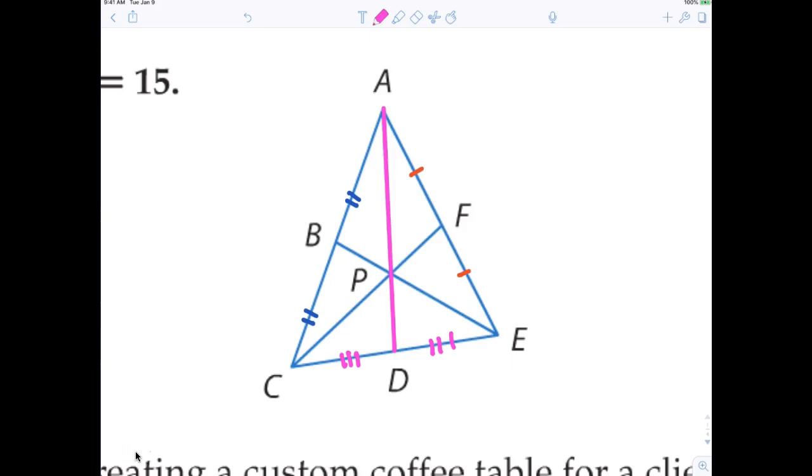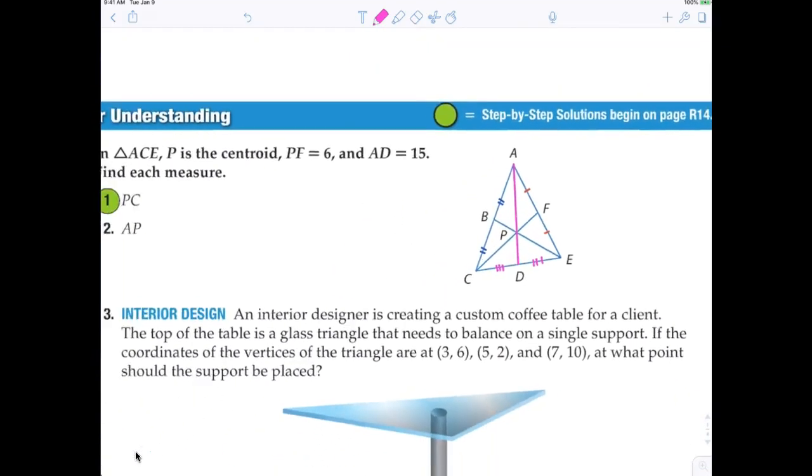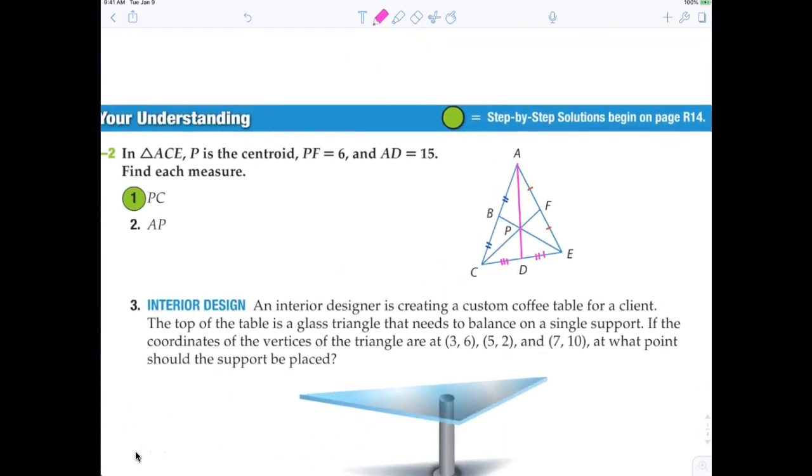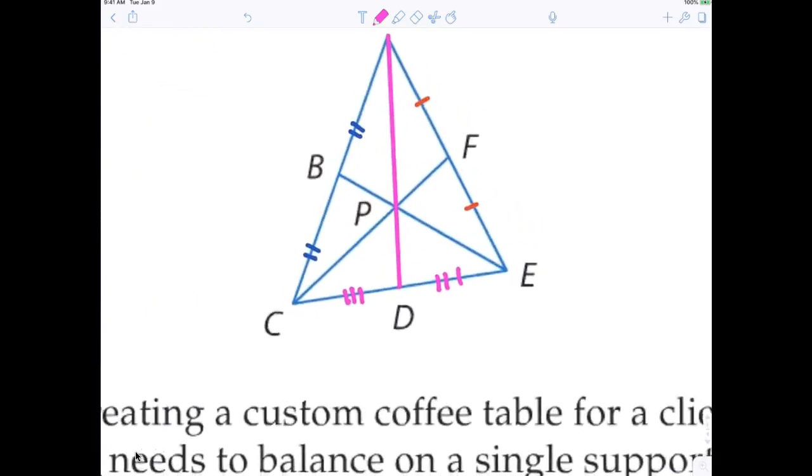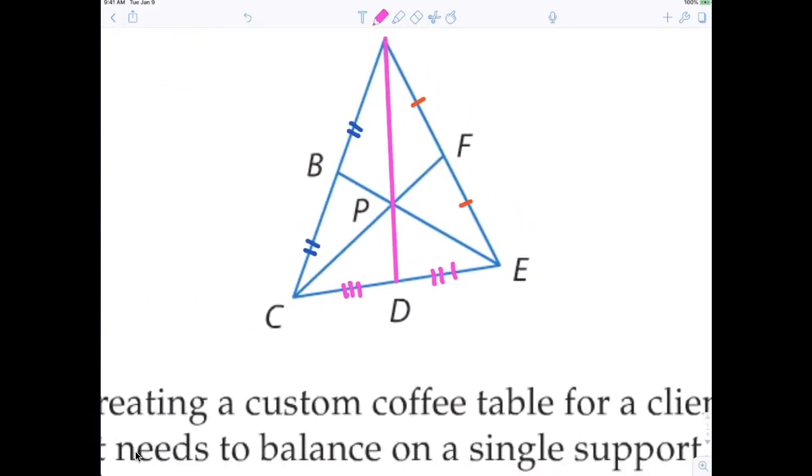It's possible for them to be congruent, but in this case, they are not. All right. Now, let's see what it says. So it says PF is 6. So here we go. PF is 6. All right. Now, if I mark PF 6, you should automatically be able to tell me what PC is. PC is what? 12. All right.